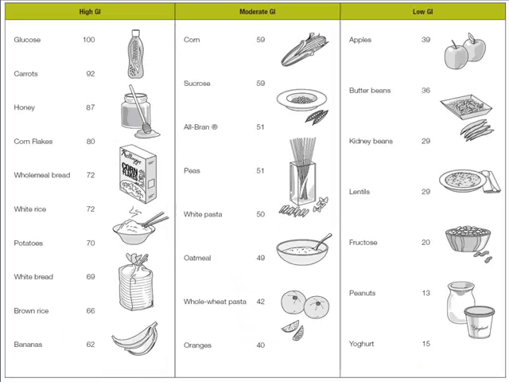So here's some examples. See these numbers? Glucose, 100. That's the value that it gives. All the way down to, let's see, how did I go with yogurt? Oh, 15. No, I was a little bit off there. So bananas, depends, 62. Nudge it over into moderate if it's not as ripe.